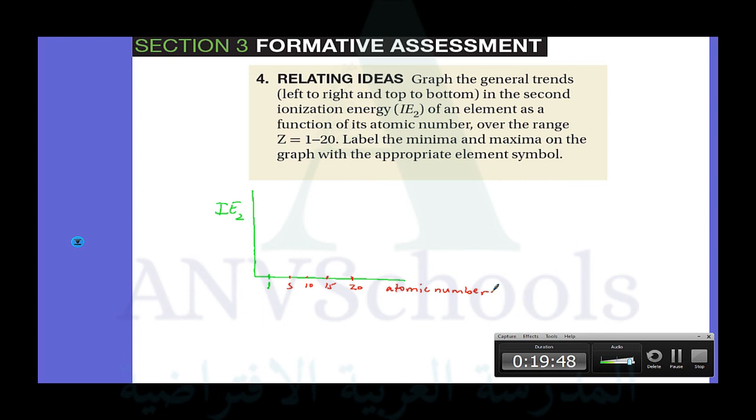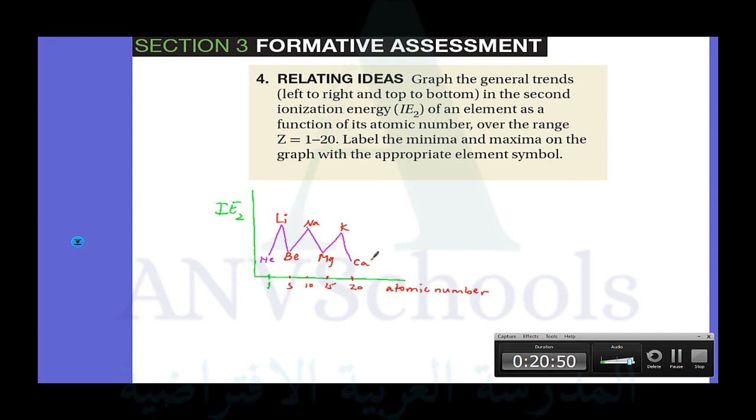So we have this kind of behavior. You can see helium over here, then lithium, beryllium, sodium, magnesium, potassium, and calcium. So from this, what can you conclude?